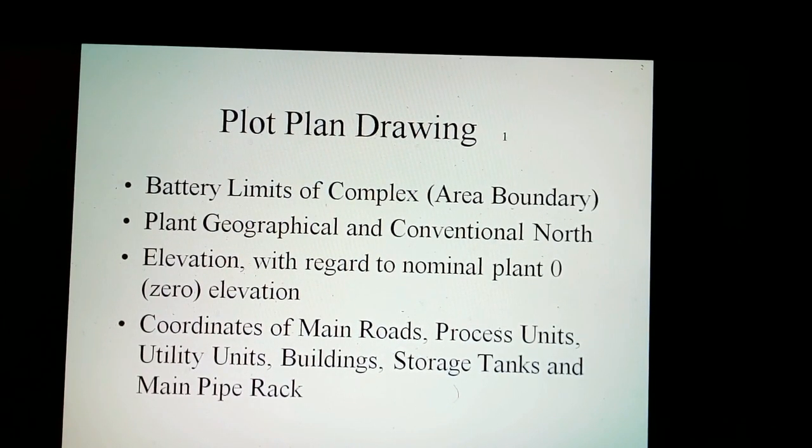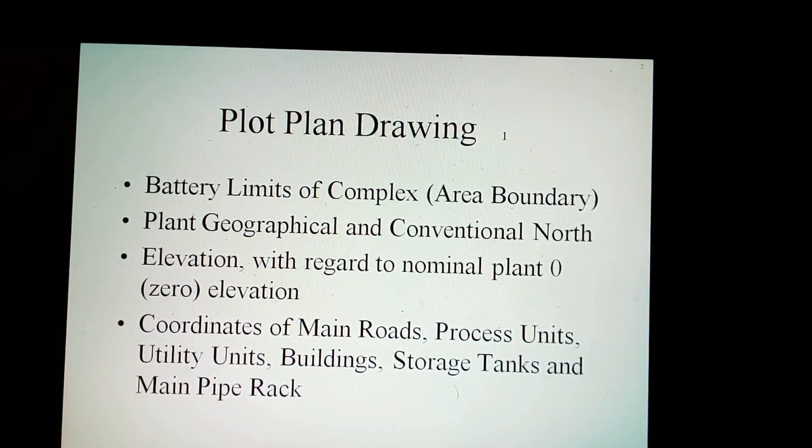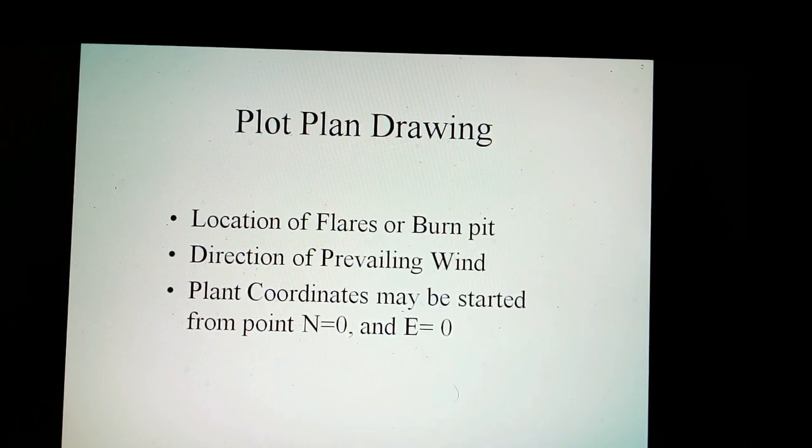The following items shall be shown in plot plan drawing. Battery limits of complex area boundary. Plant geographical and conventional north. Elevation with regard to the nominal plant zero elevation. Coordinates of main roads, process units, utility units, buildings, storage tanks and main pipe rack. Location of flares and burn pit. Direction of prevailing wind. Plant coordinates may be started from point N equals 0 and E equals 0.